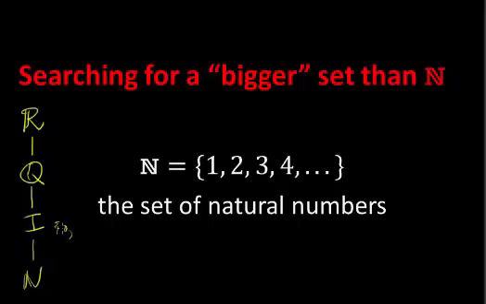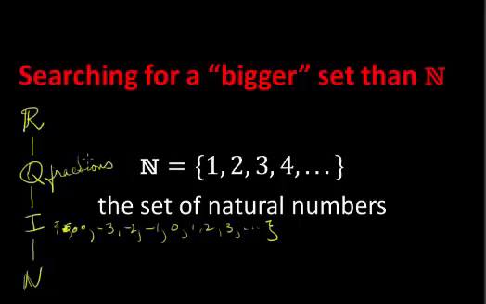Well, let me do it this way. Minus 3, minus 2, minus 1, 0, 1, 2, 3, ... That's our integers, the negative and positive whole numbers. Q is the set of all fractions. I'll just write fractions. And R is the set of real numbers, all decimal numbers, irrational and rational.